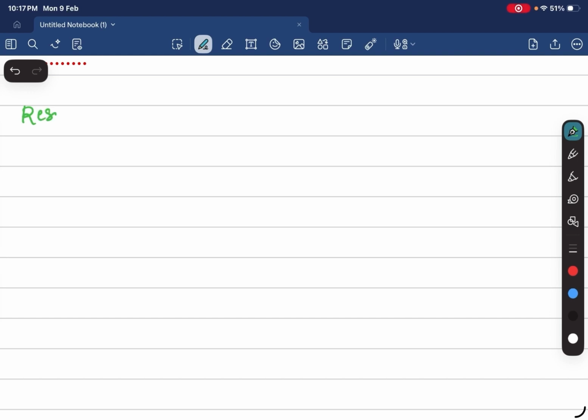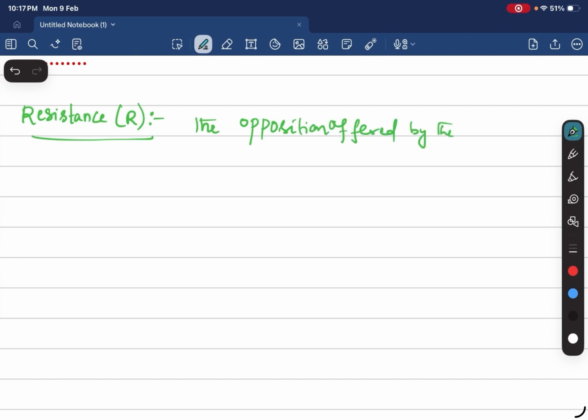So coming to the first one, resistance. Resistance is indicated with capital R. Resistance is defined as the opposition offered by the solution to the flow of electric current.